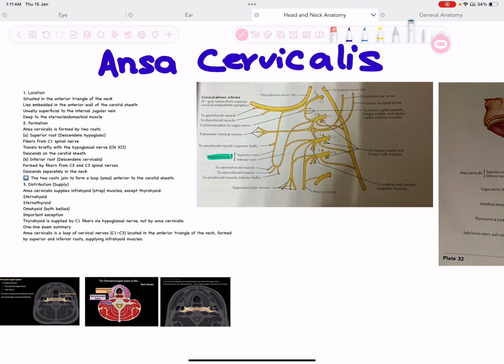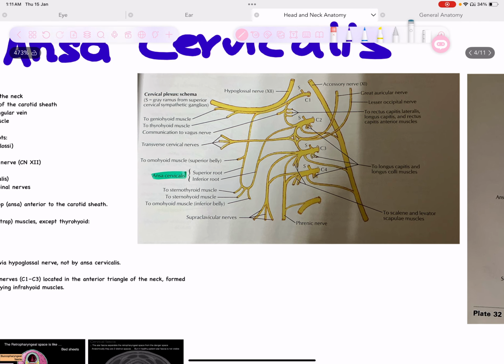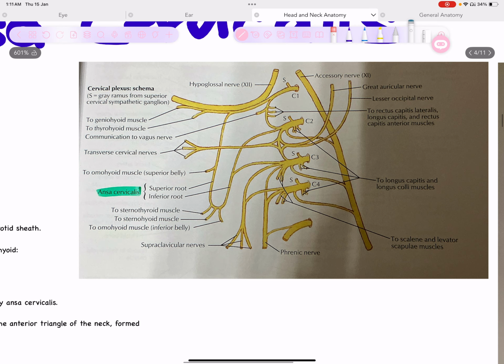So what is this? This is a loop of the cervical nerves. So this is your entire cervical plexus. You can see C1, C2, C3, C4 and C5, right? So C1, 2, and 3, they form a loop. C1, C2, and C3 form a loop. This loop is basically known as the ansa cervicalis.